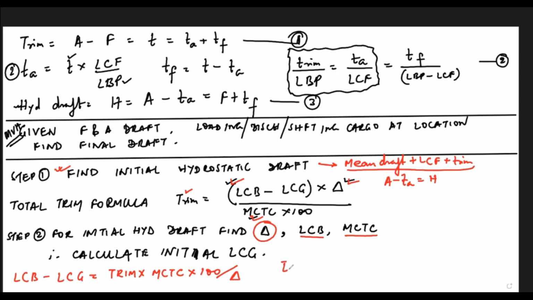LCG will be equal to, this one will go in a bracket to the left hand side, LCG comes to the right hand side, so LCG plus, and on the other side will go LCB minus this whole thing, trim in divided by displacement. But we are not going to remember this formula.